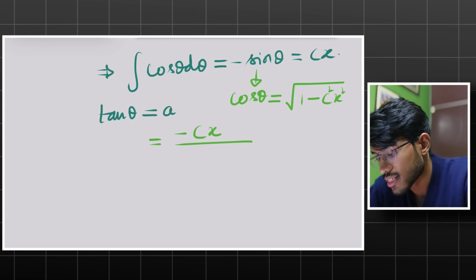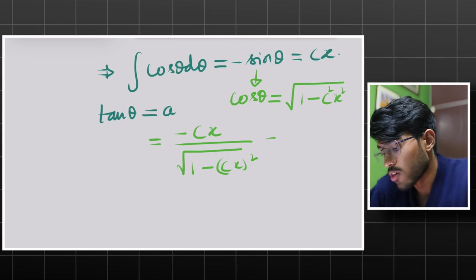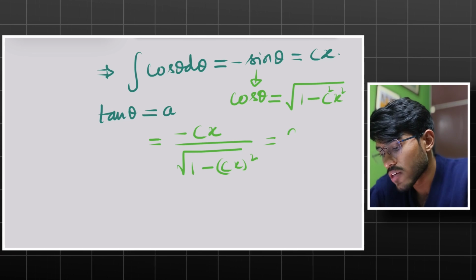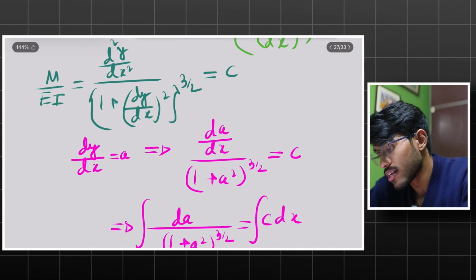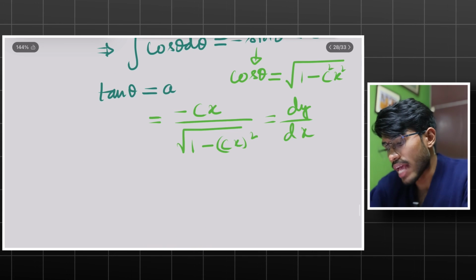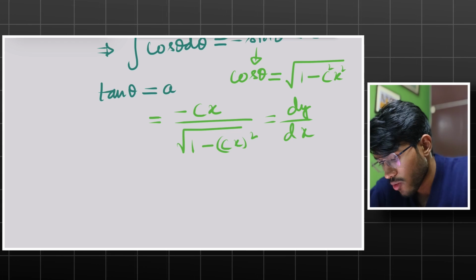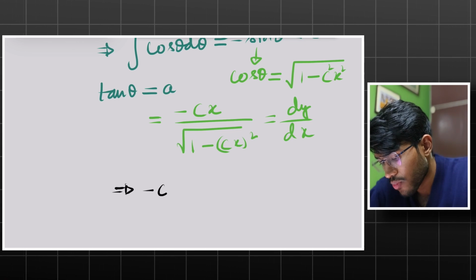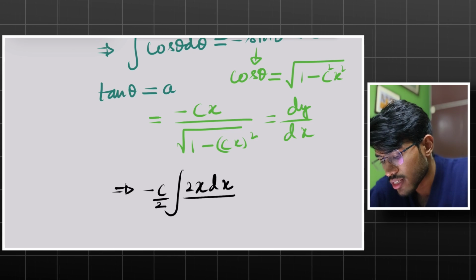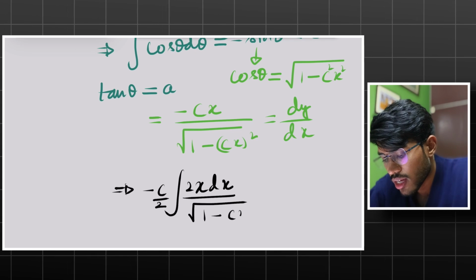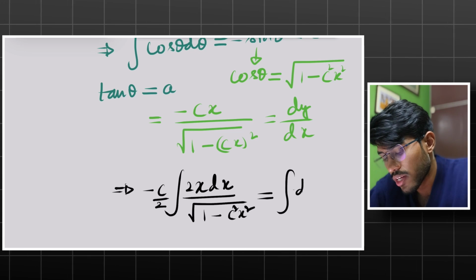That will be equal to minus cx, that is my sin theta, over cos theta, which is the square root of 1 minus cx whole square, and that is equal to my a, and a is equal to dy/dx. I have already defined that here clearly. So now from this equation, it is actually very easy to solve. Okay, so minus c integration of x dx, and if I take a 2 common here, 2x dx over the square root of 1 minus c square x square is equal to my integration of dy.